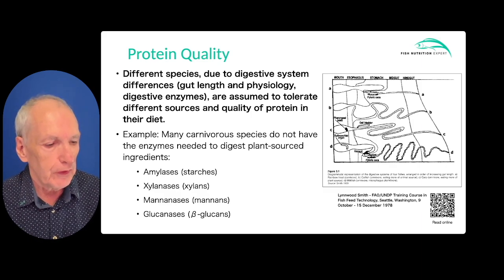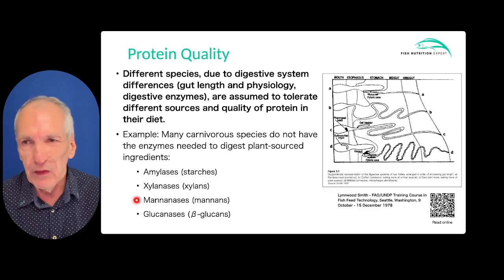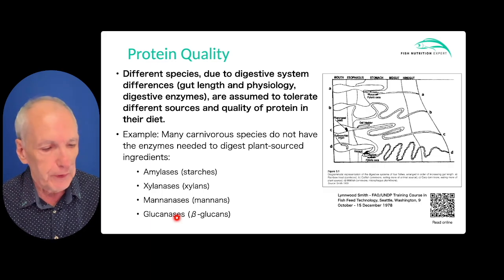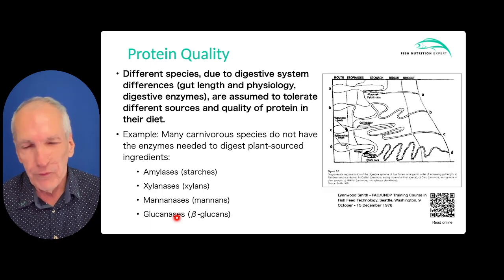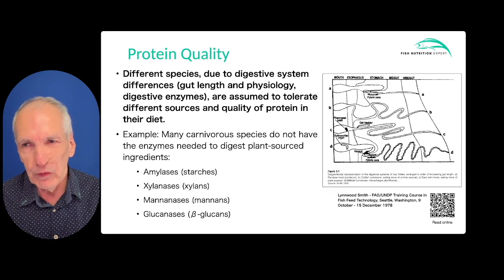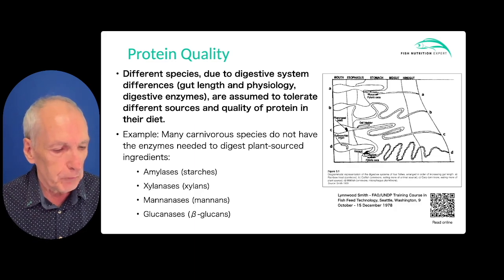Because that then becomes a difficulty, because those carnivorous species don't have amylases, xylanases, mannanases, or glucanases. So when we start talking about these complex polysaccharides, they can inhibit digestion, inhibit nutrient retention, and the carnivorous species simply do not have the enzymes to break them down, which then, due to cage effects or, let's say, gelling effects, can actually capture valuable nutrients, and they will all be excreted. So these are unable to be utilized by the fish.